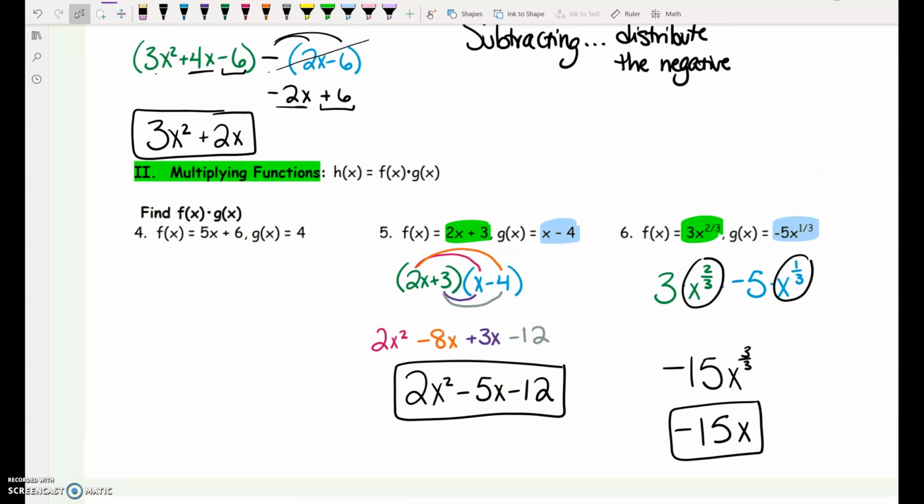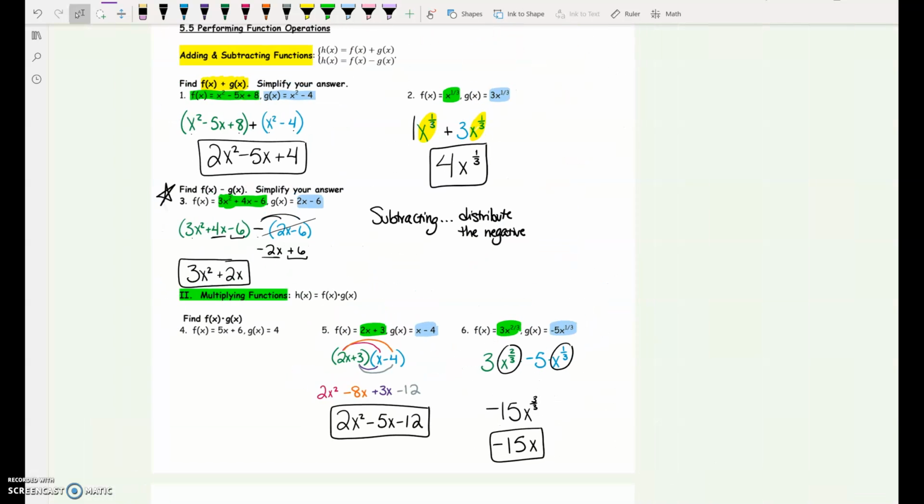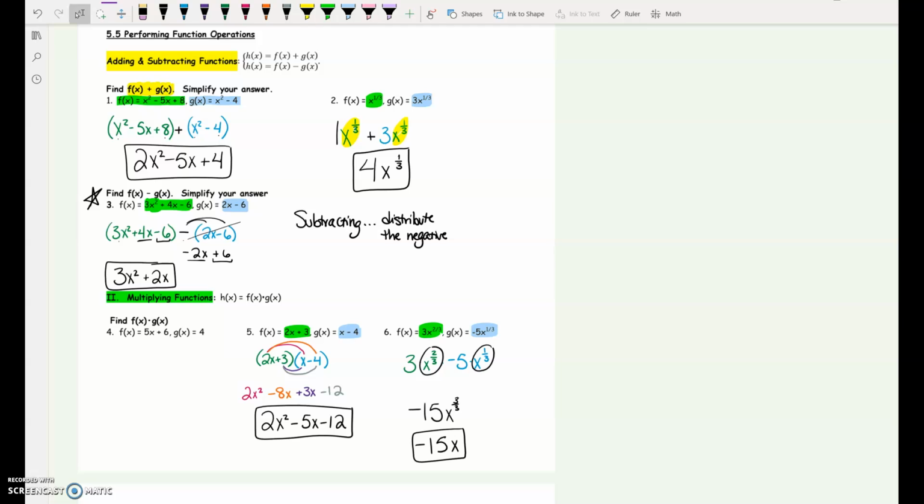Before we go on to the next page, I want to talk for a moment about the domain of these functions, because we are really creating new functions by adding, subtracting, or multiplying these functions together. And part of your assignment is going to ask you about the domain of the new function. The domain is usually all real numbers.